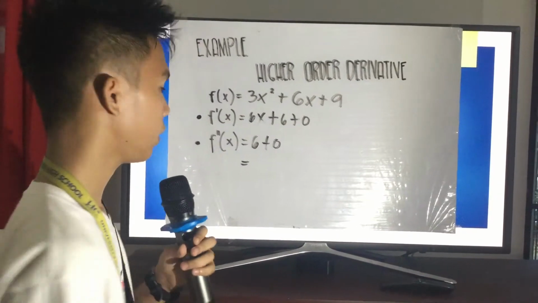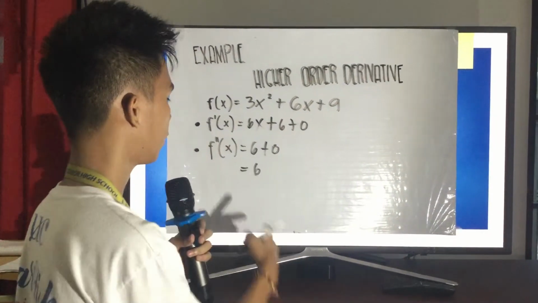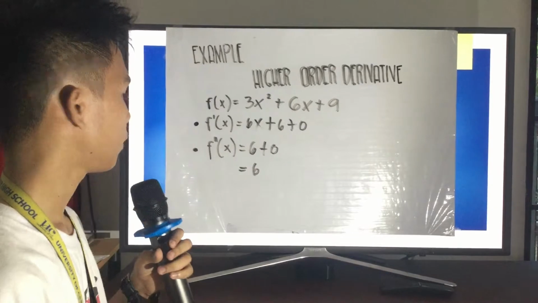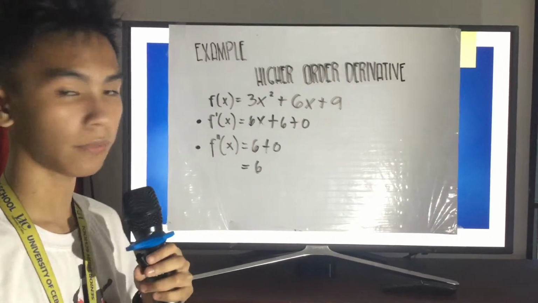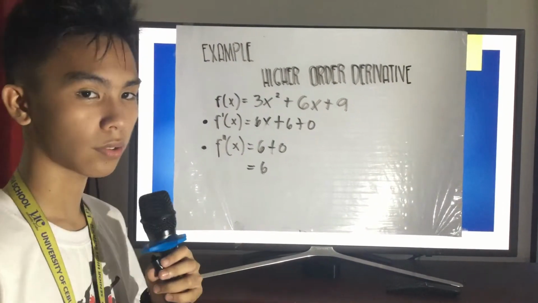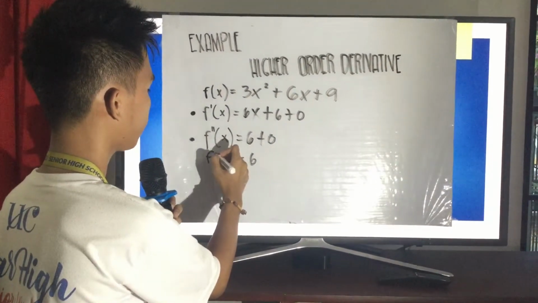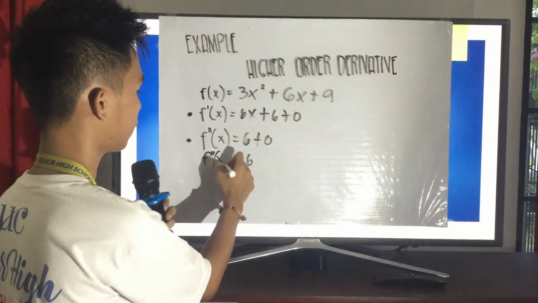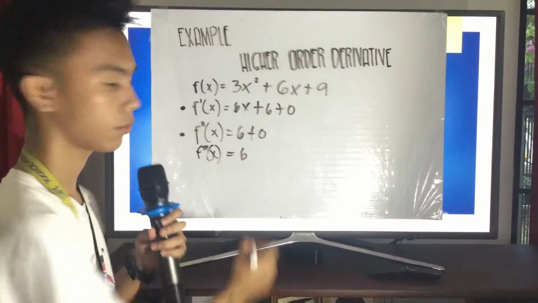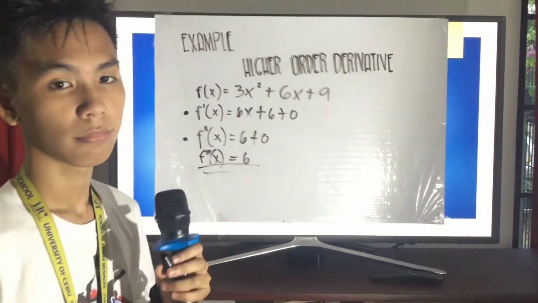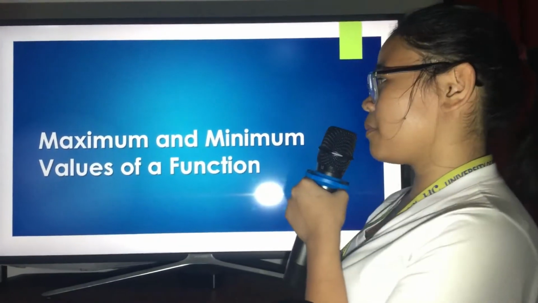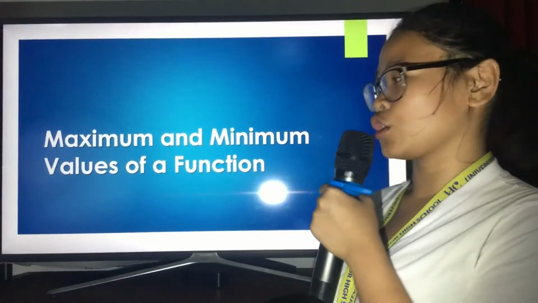6 plus 0 is 6. So our final answer is 6, the second higher order derivative of f of x. That's it. Our final answer is f second derivative of x is 6.